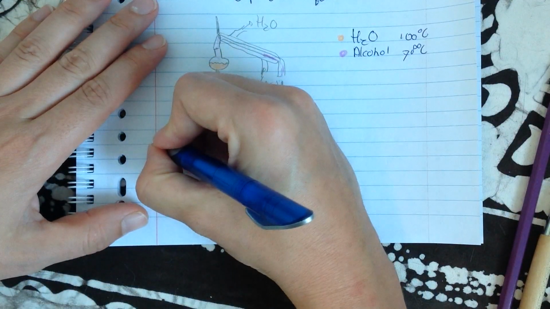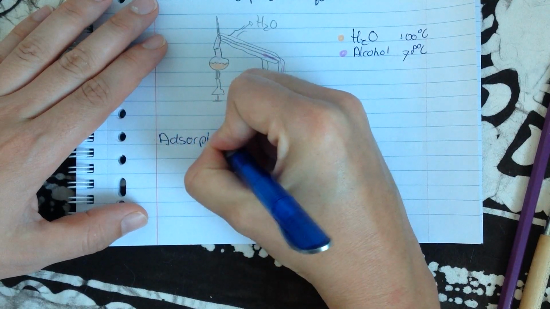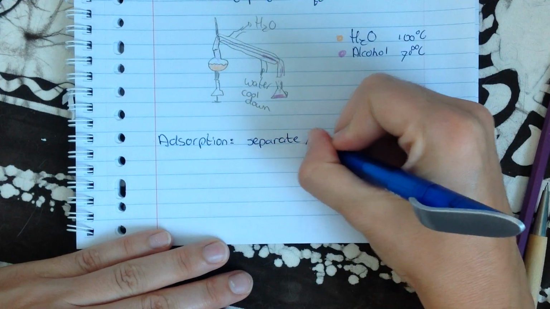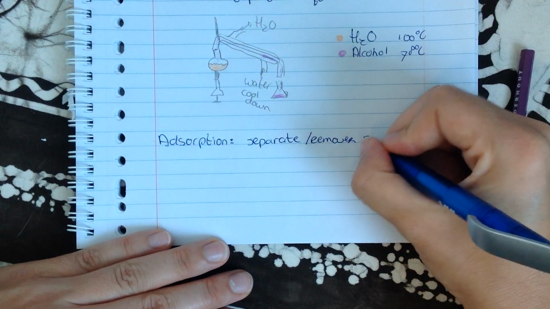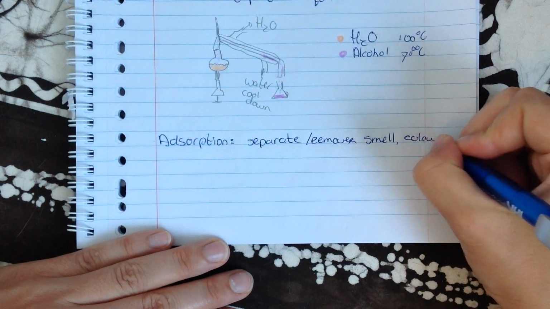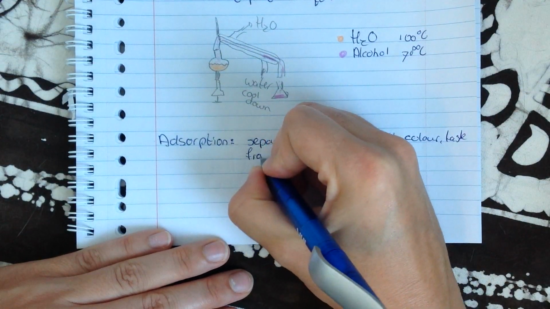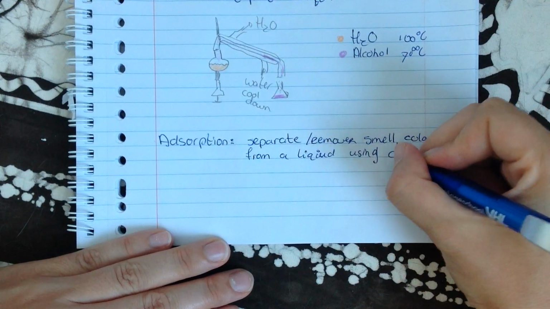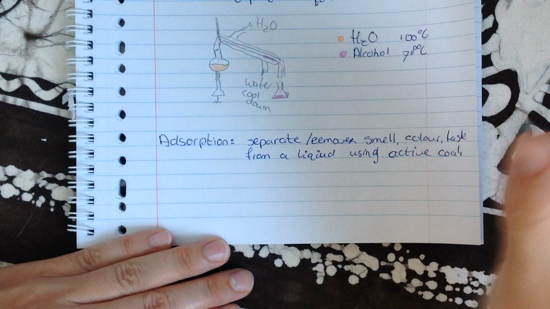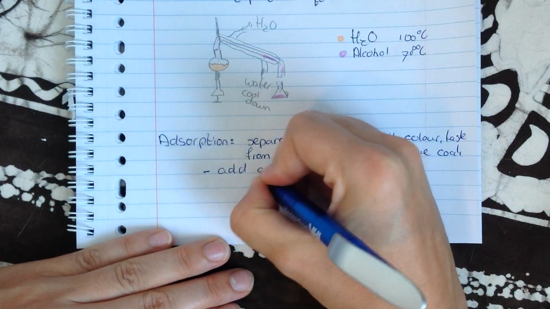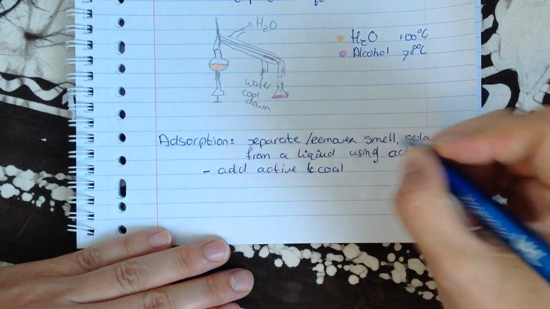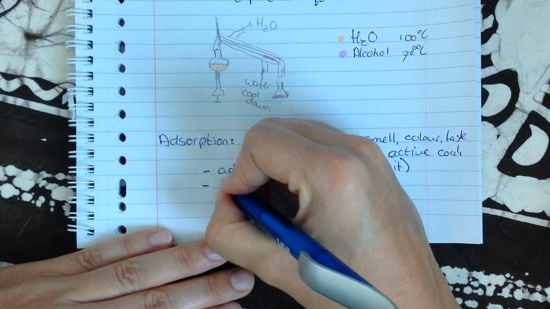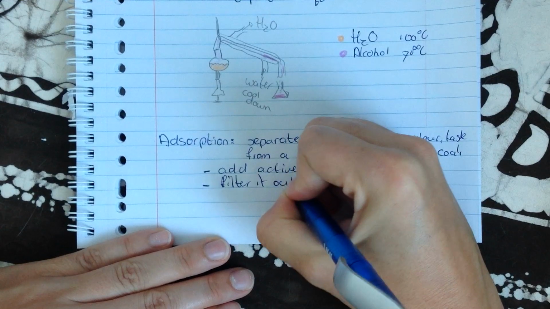Then about adsorption. In adsorption, I'm going to separate, mostly actually remove, smell, or color, or taste from a liquid using active coal. So I just add active coal. Mostly we use Norit for it. You might have heard of it because you use it when you have diarrhea. And then I'm just gonna filter it out.